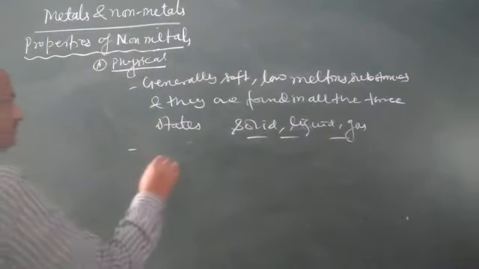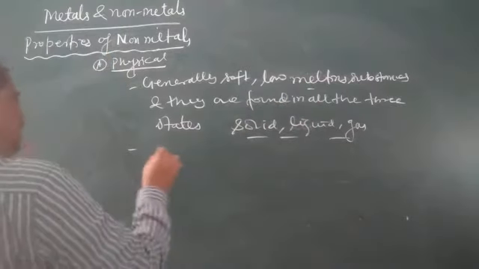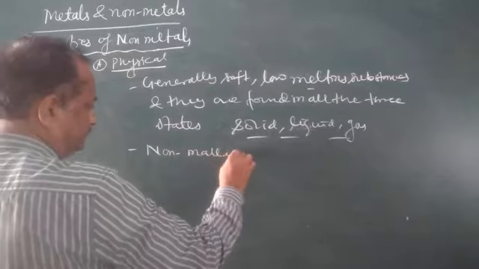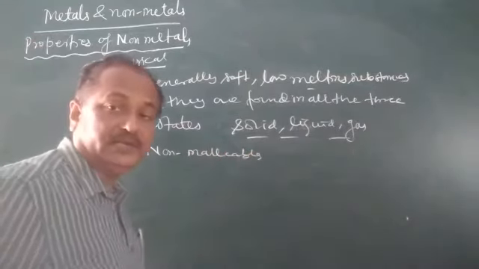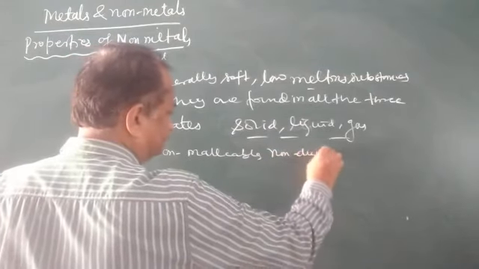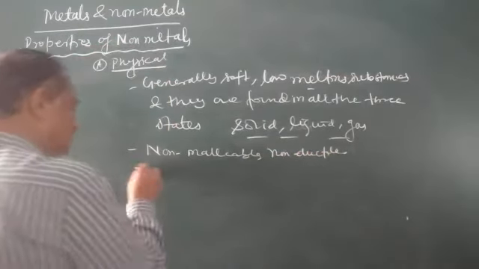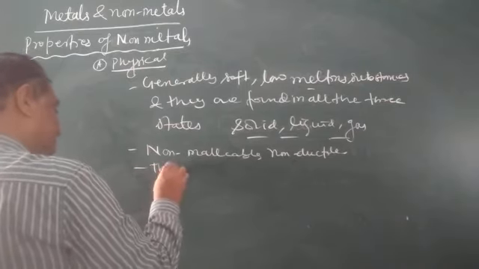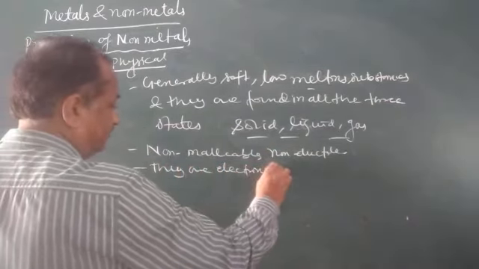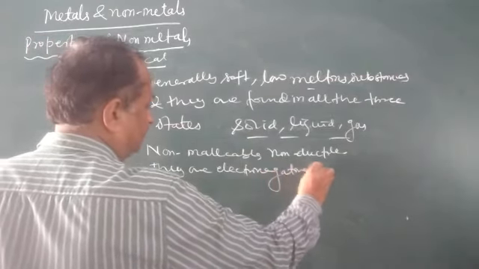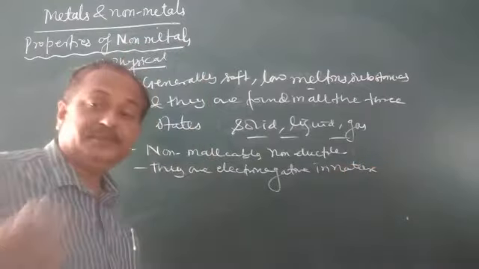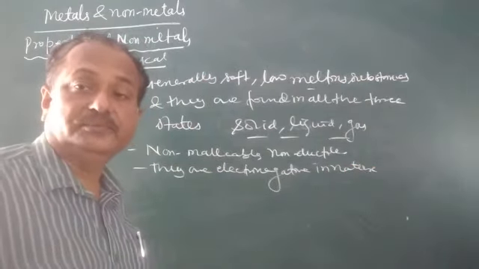This is one point, melting point. They are non-malleable. They cannot be drawn into wires. Non-malleable, non-ductile. They are electronegative in nature, meaning they have a tendency to gain electrons and form anions.